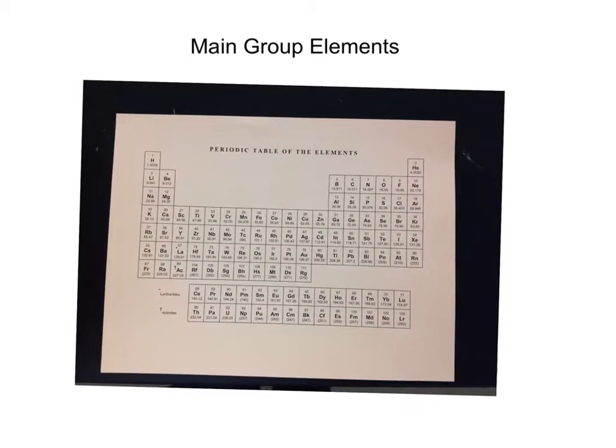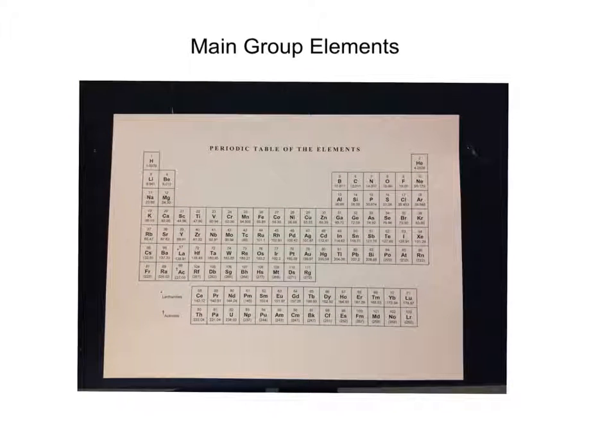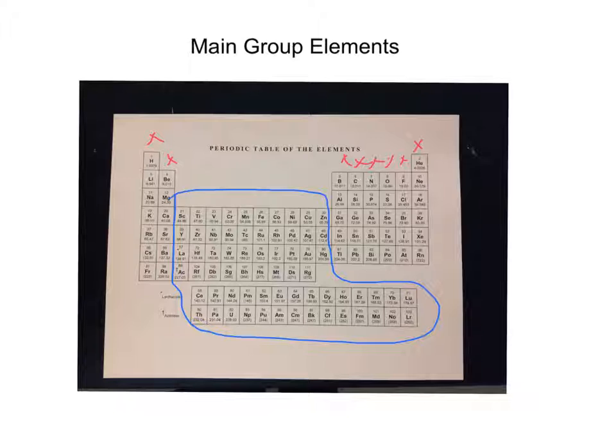Now, if we take a look at the periodic table here, the main group elements are the ones that are in these tall columns. Okay? So these tall columns all through here are what are known as the main group elements. This flat area down here, the F block, and the D block here are known as the transitional metals.